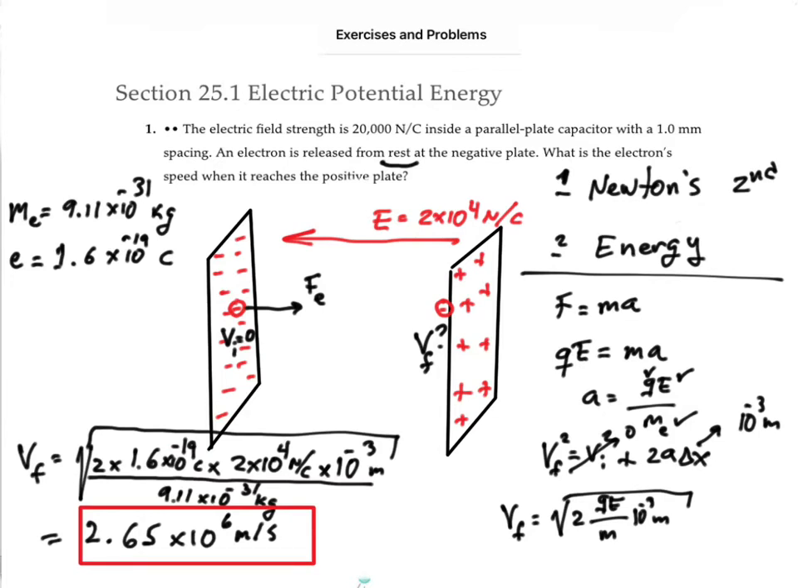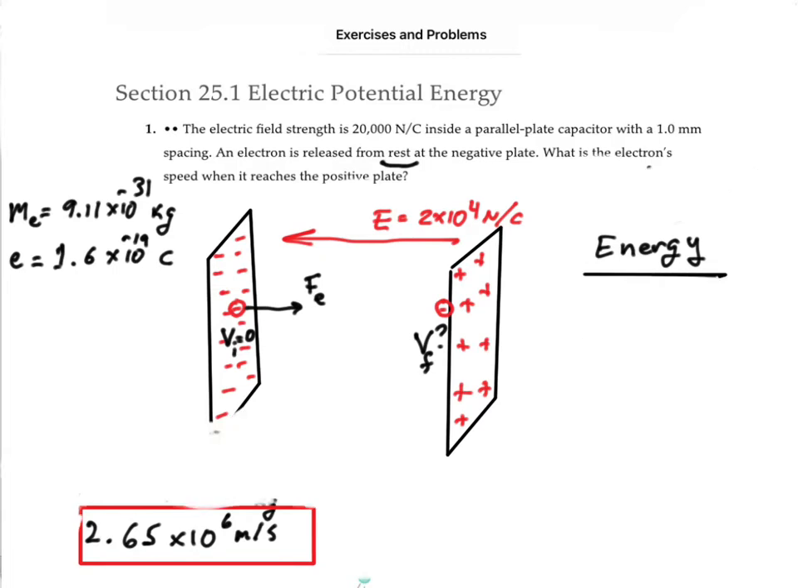Q is E, the fundamental charge. And the electric field, we have it. And we plug in the numbers, take the square root, and your answer is 2.65 times 10 to the 6 meters per second. All right.